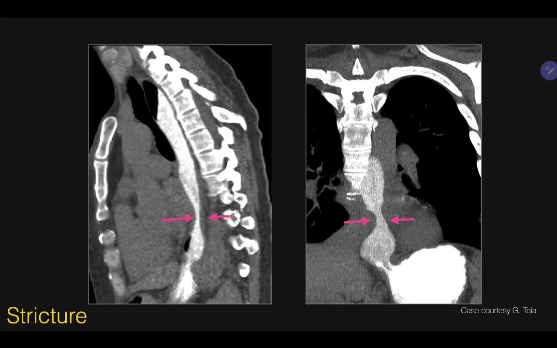This next patient presented with chest pain after esophageal dilation due to chronic strictures in the setting of systemic sclerosis. Not only can we rule out a leak here, but we can also get a sense of the esophageal anatomy and overall length of the wall thickening and stricture.